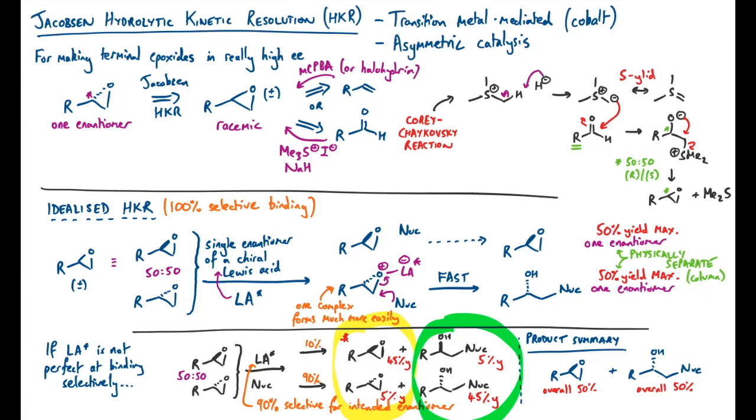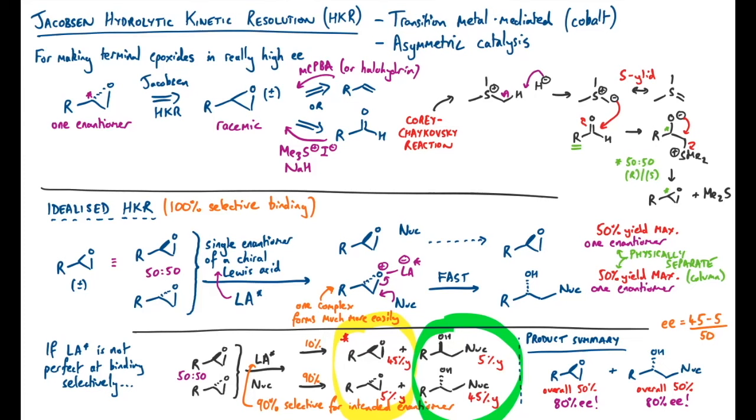So I can just do a quick calculation for the EE. The EE for both of these products will just be 45 minus 5. That's the difference between the intended configuration and the non-intended configuration, divided by the total, which is 50. And with a bit of quick maths, we can see that that means that these products are forming an 80% EE. So we've taken a massive hit on the enantioselectivity here.